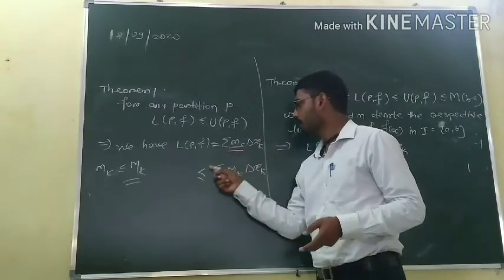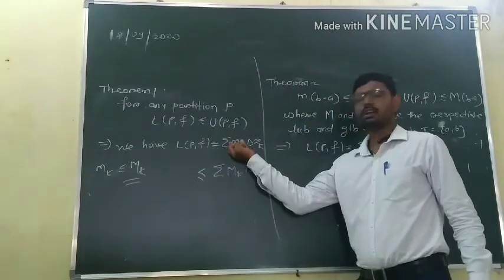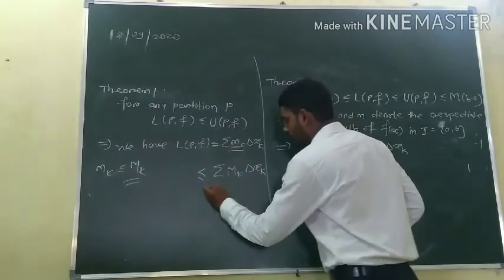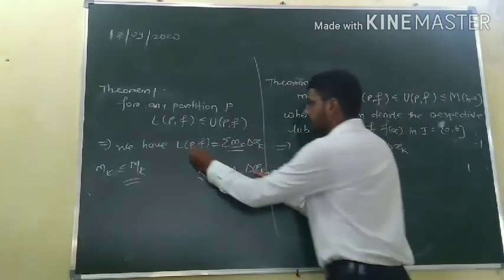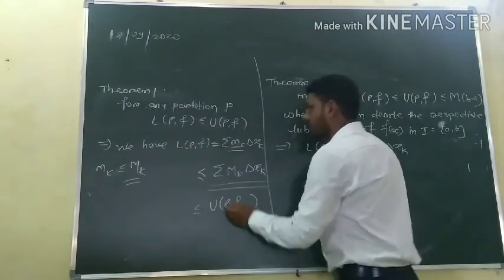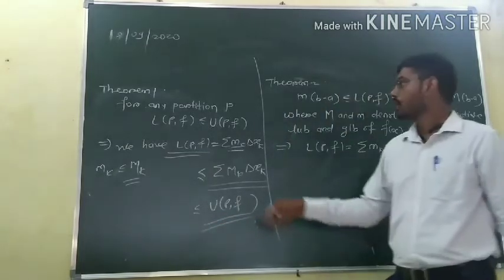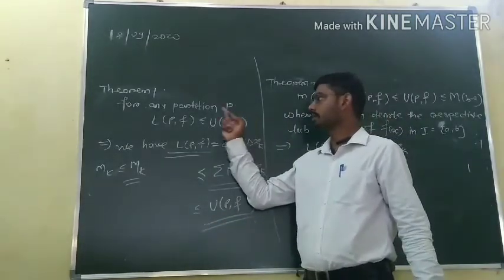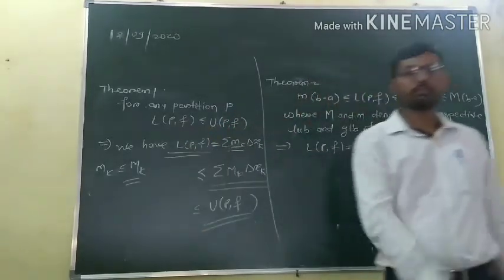So this becomes greater than or equal. Why? Because the maximum value is always greater than or equal to the minimum value. And what is this? This is the formula for the upper sum. So this is less than or equal to U_P here. So this implies the lower sum is less than or equal to the upper sum for partition P of the interval I corresponding to the function f. Okay.